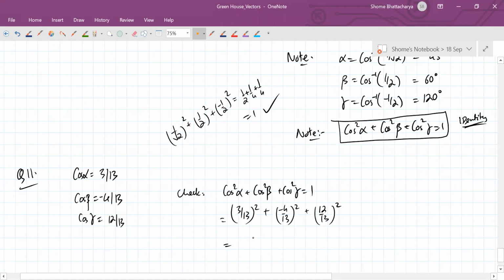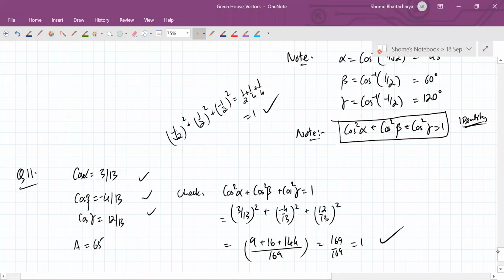So that is 9 plus 16 plus 144. Okay, that's fine. So these values are correct. Now also given to us that the magnitude of the vector A is 65.